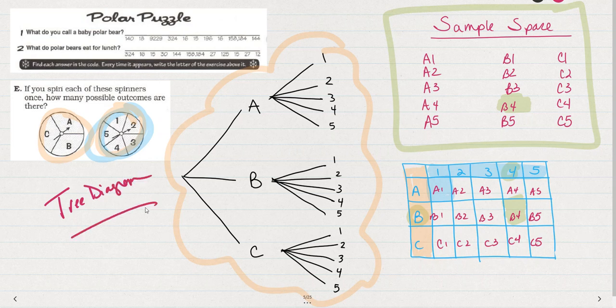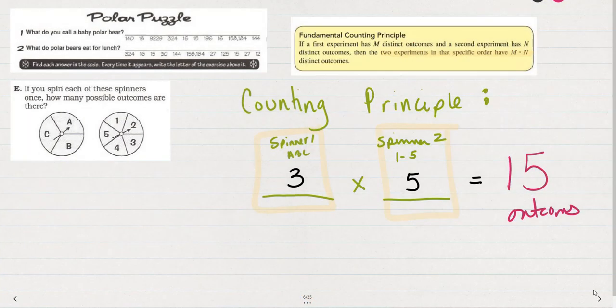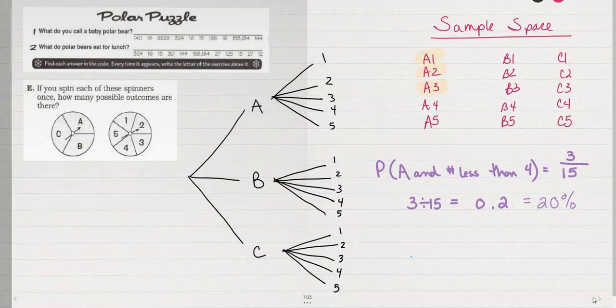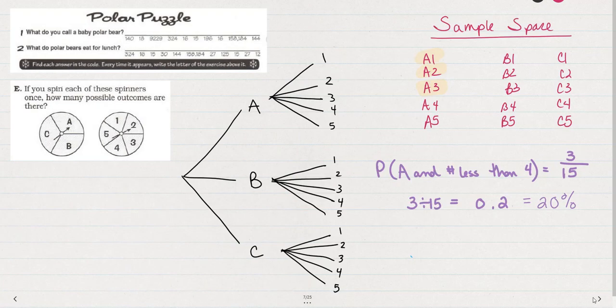Even though the tree diagram isn't the most efficient way of doing every problem, being able to make the tree diagram is going to be important. So we see that there were 15 outcomes. Let's go to a question on the second part of this activity.